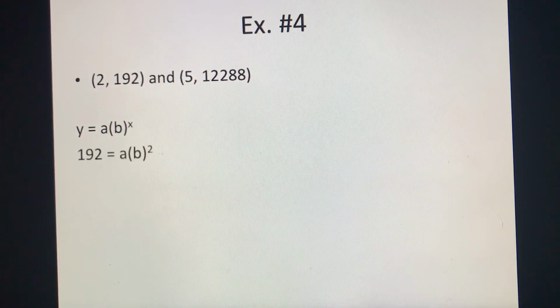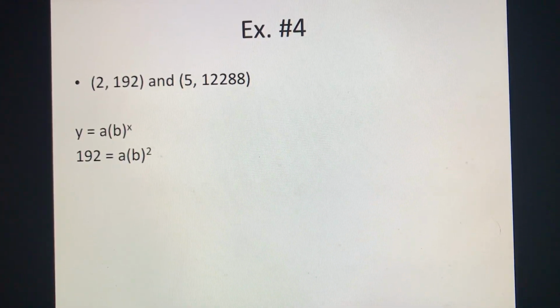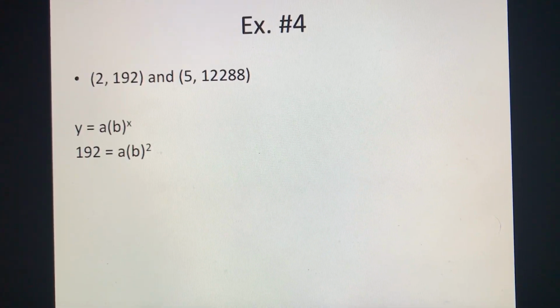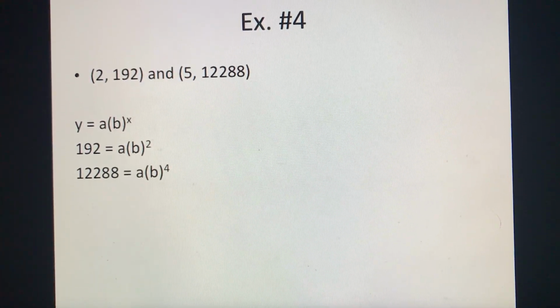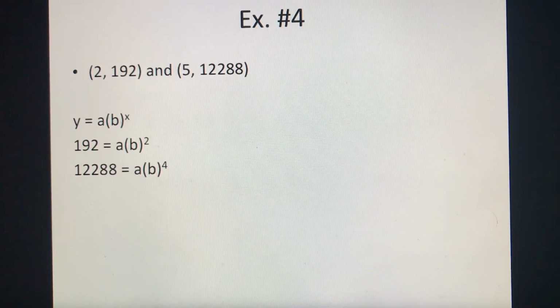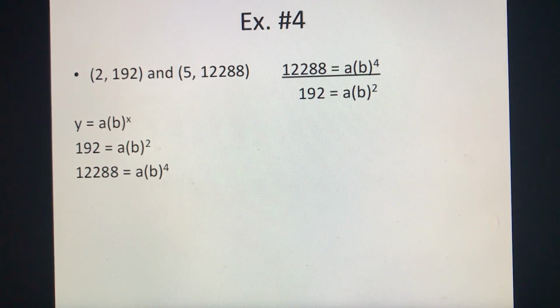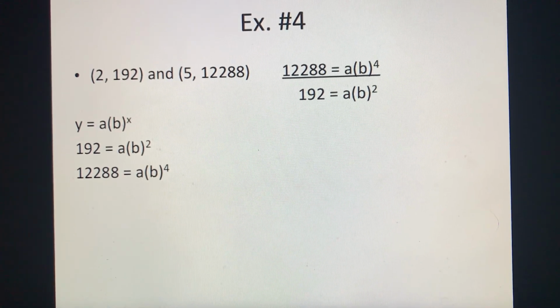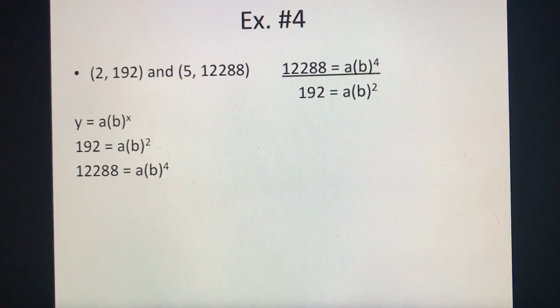We substituted in point (2, 192), and we now have 192 equals a times b squared. Substitute in the other point to now have 12,288, which equals a times b to the fourth. Divide the larger equation by the smaller equation. 12,288 equals a times b to the fourth, divided by 192 equals a times b squared.